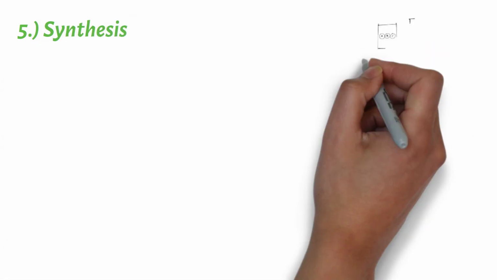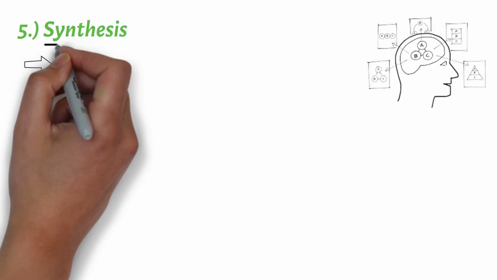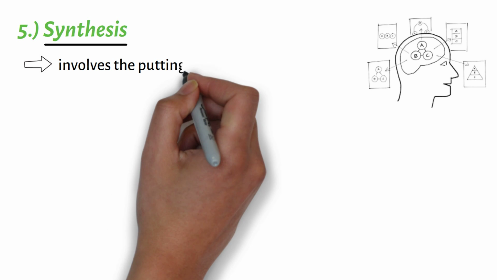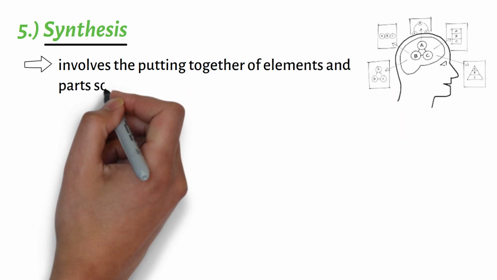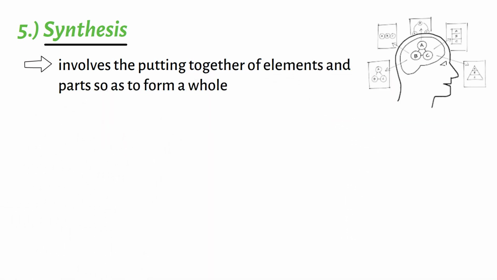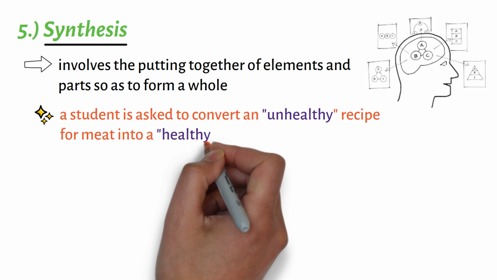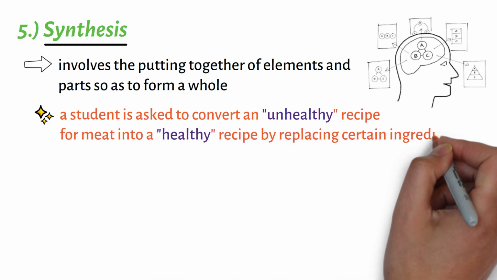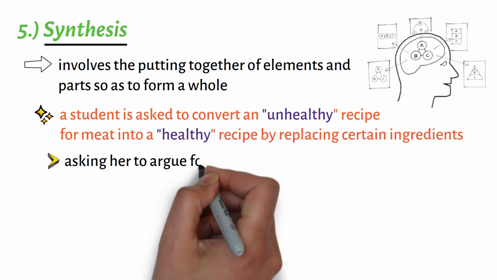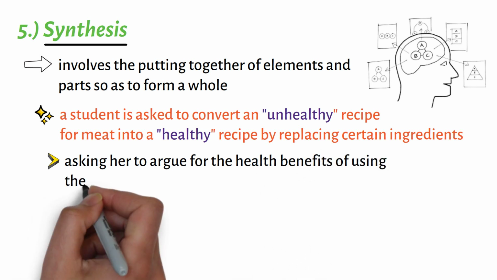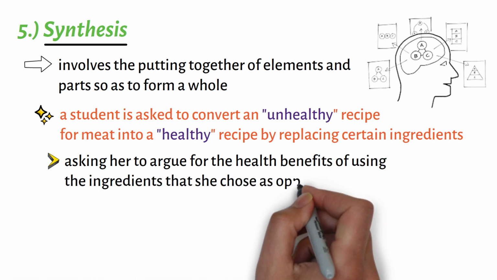Fifth is synthesis. Synthesis involves the putting together of elements and parts so as to form a whole. For example, a student is asked to convert an unhealthy recipe for meat into a healthy recipe by replacing certain ingredients, as well as asking her to argue for the health benefits of using the ingredients that she chose as opposed to the original ones.